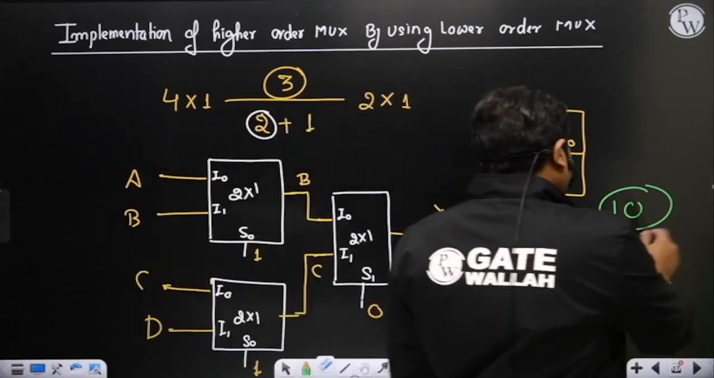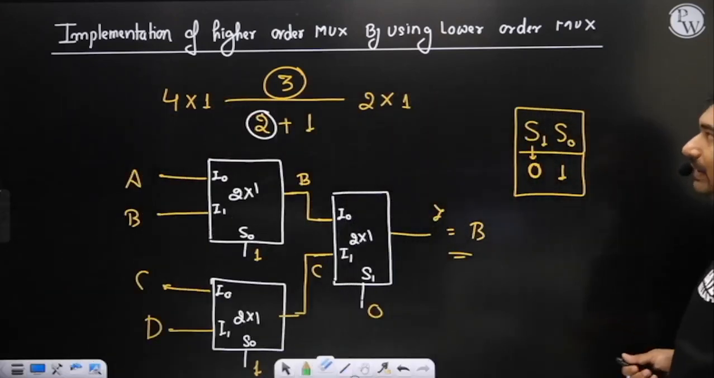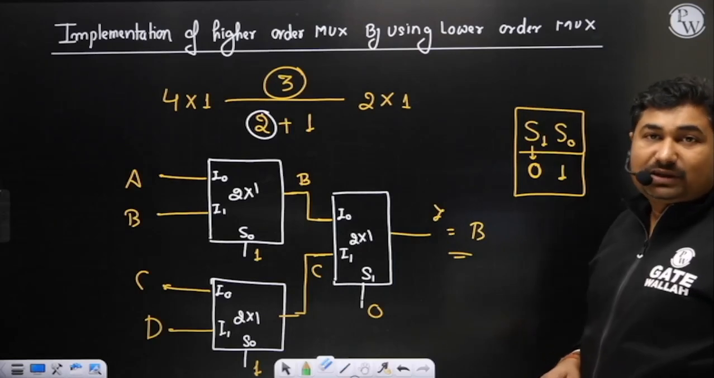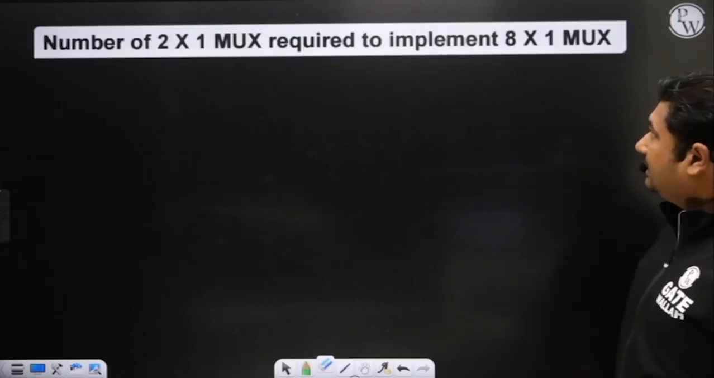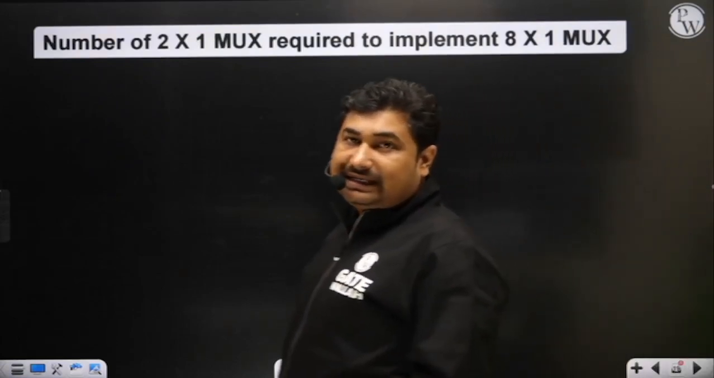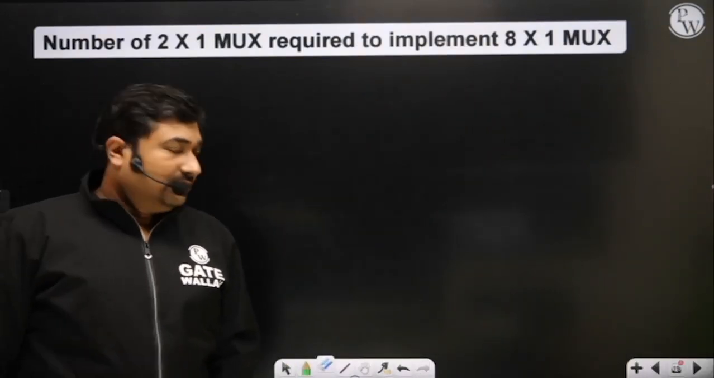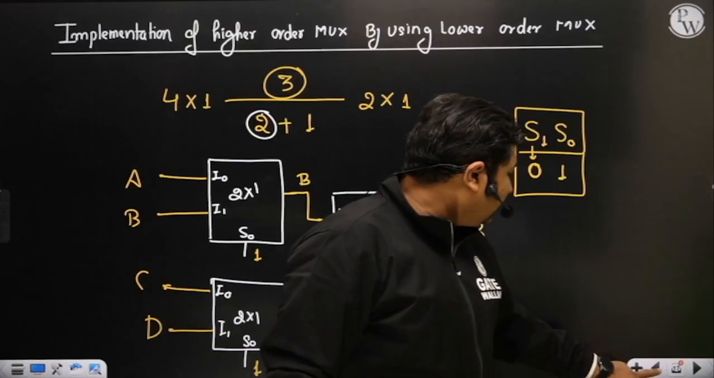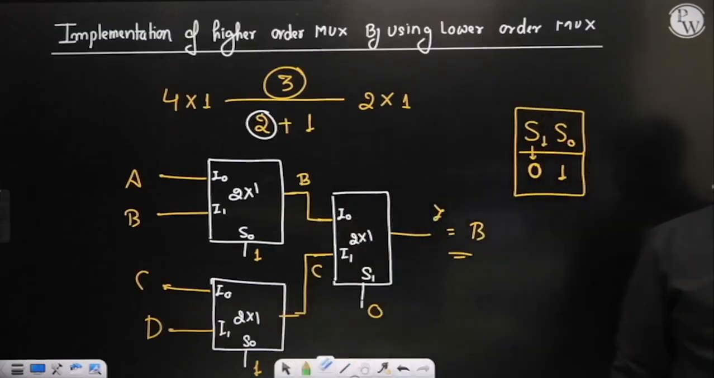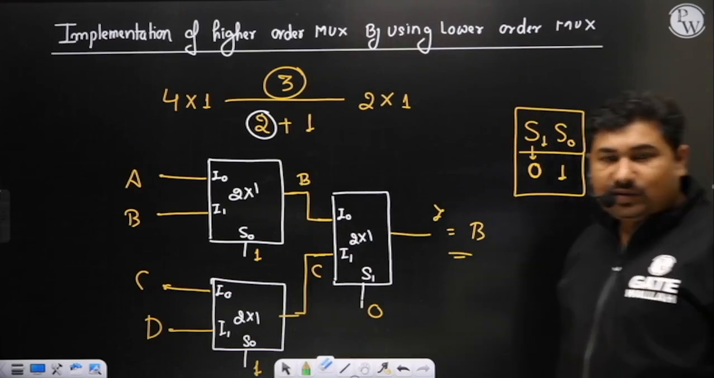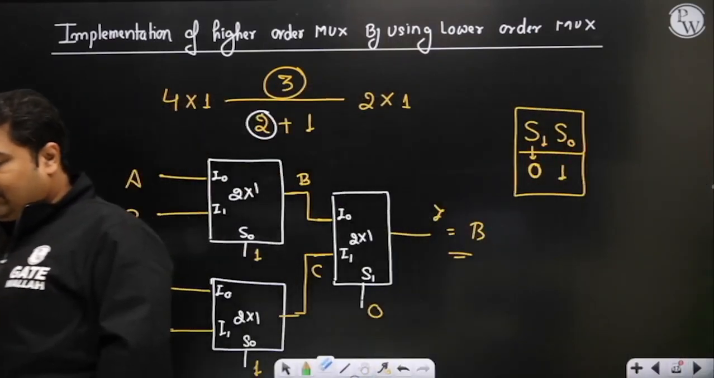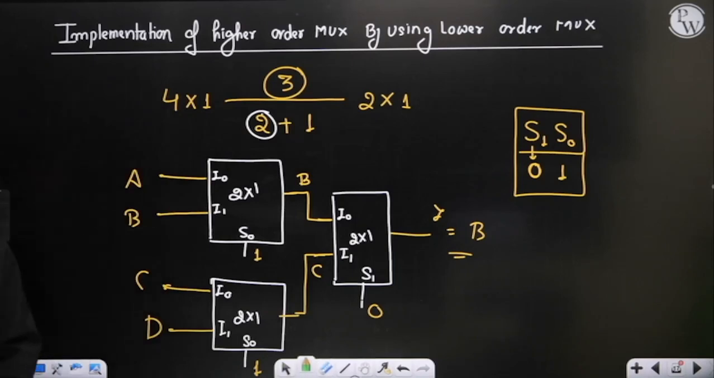Now, we have learned how to implement a higher order multiplexer by using lower order multiplexers. Let's see one more question. Up to this part, everything is clear. Have you noted? If you have any confusion, please feel free to ask. It's very simple.